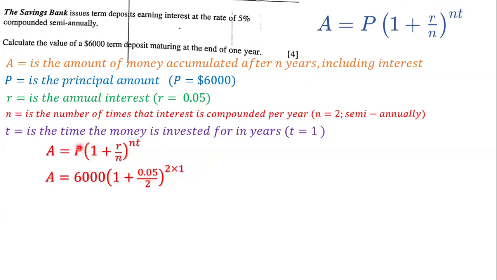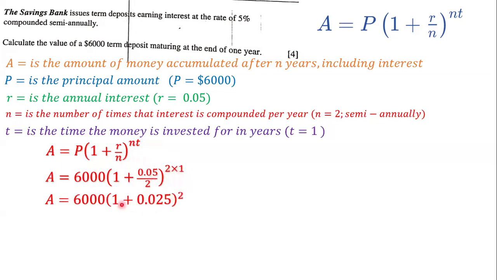So again, P is equal to 6,000, R is equal to 0.05, N is equal to 2, and T is equal to 1, and we substitute those values in. Next, we divide: 0.05 divided by 2 is equal to 0.025. Next, we say 2 times 1, and 2 times 1 is 2.